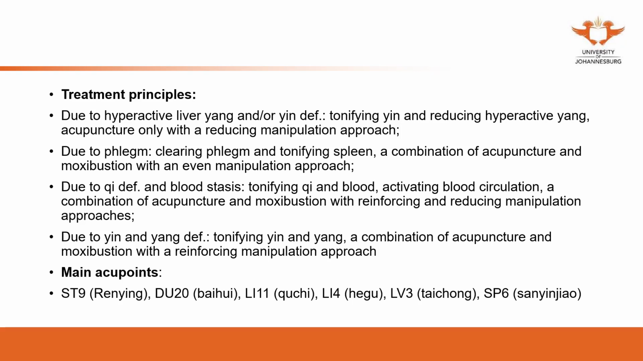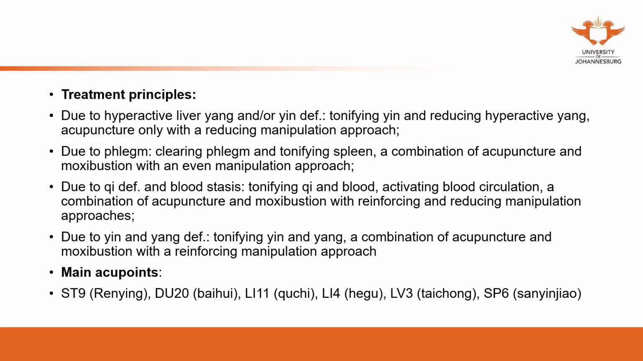For example, Liver 3 and large intestine 4, we can use reducing technique. Large intestine 11 and spleen 6, we can use reinforcing. Due to yin and yang deficiency, tonify yin and yang, using a combination of acupuncture and moxibustion with reinforcing manipulation technique.